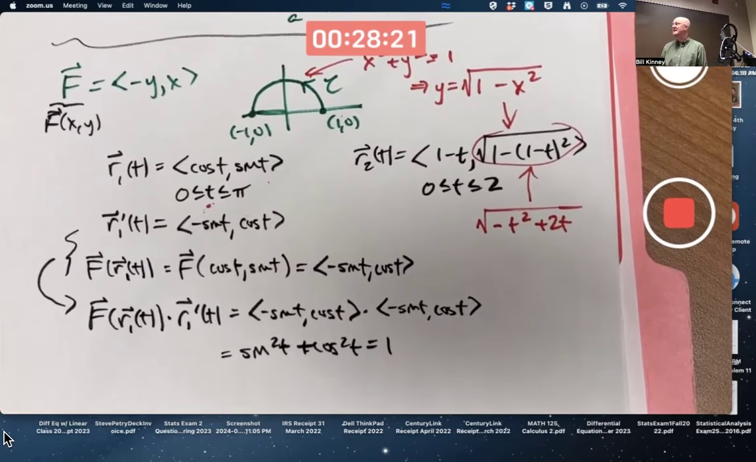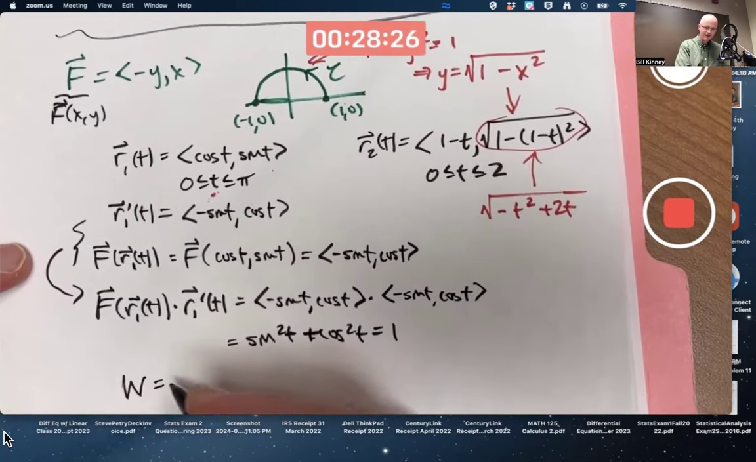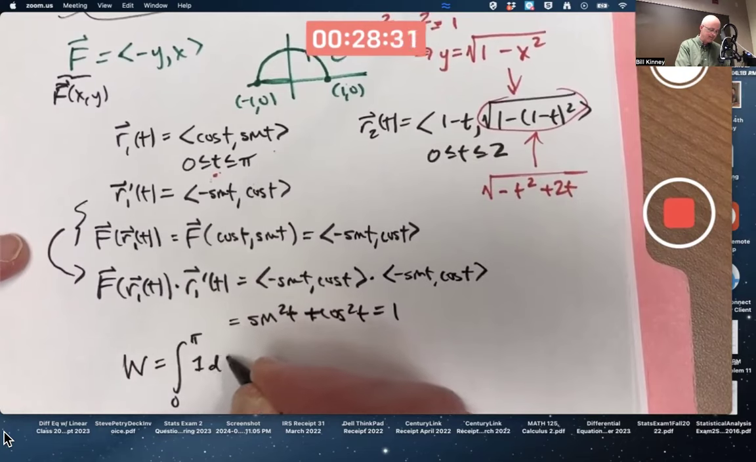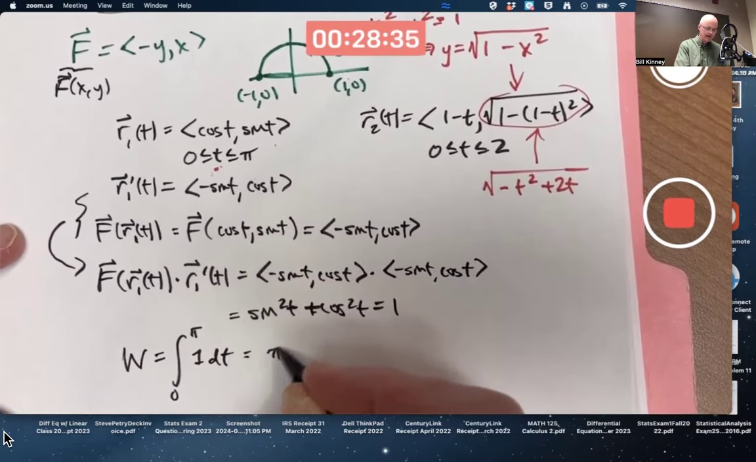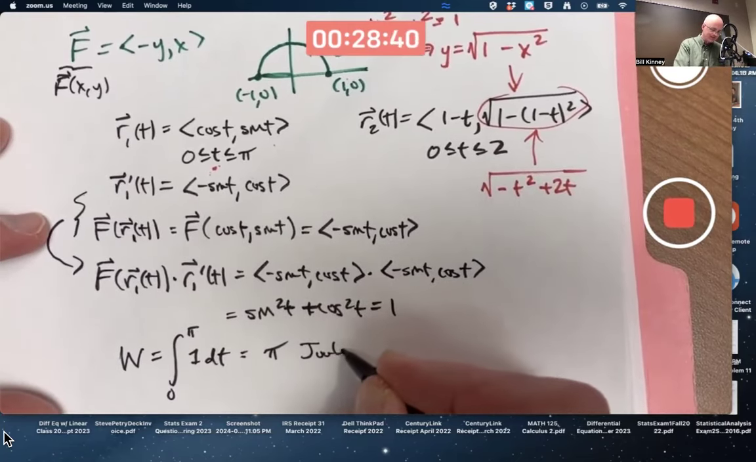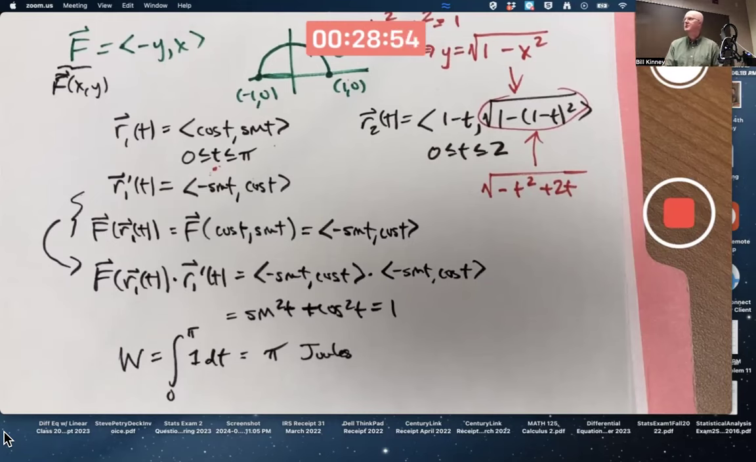So the integral ends up being very easy to do. The work done, if I think of it as work, is the integral ultimately from 0 to pi of 1 dt here, which is going to be pi in the end. Pi joules. About 3.14 joules if we use standard units. Force would be in newtons. Distance would be in meters. If that's the case, then the work done would be in joules.